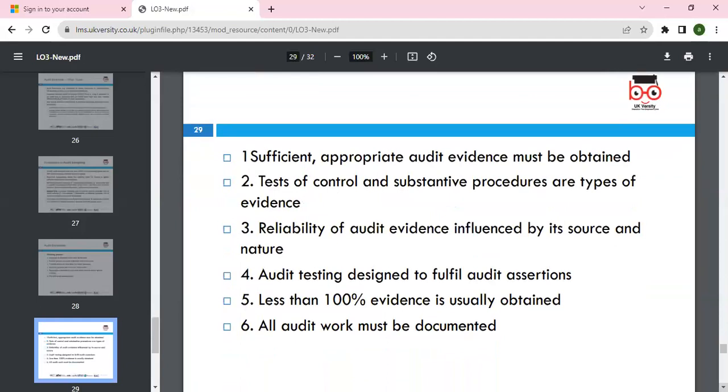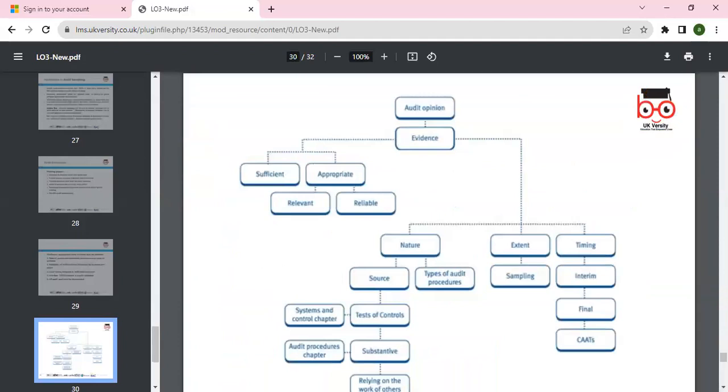So then, the key points to be considered. Sufficient appropriate audit evidence must be obtained. Tests of control, substantive procedures, and the types of evidence. The reliability of audit evidence is influenced by the source and the nature, and the audit testing is designed to fulfil the audit assertions. Less than 100% evidence is usually obtained, and all audit work must be documented, with documents showing accuracy. Then audit opinion: evidence must be sufficient, appropriate, relevant and reliable, and then we look at the nature, extent and timing, the source, tests of control, and the system and controls.